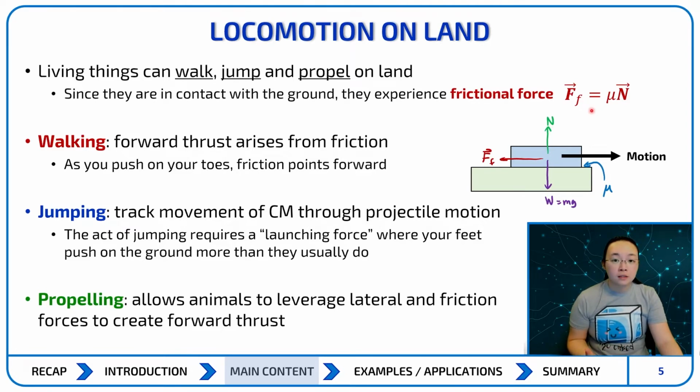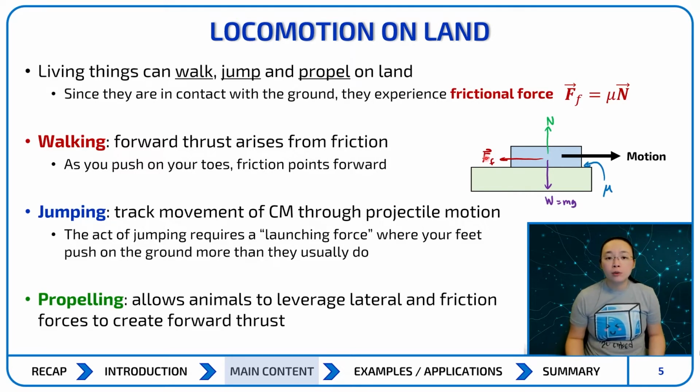And the important thing to note about friction is that it will always try and oppose the direction of intended motion. So if I want to move towards the right here, then your friction force is going to point towards the left. And so in that case, we'll have to use a similar free body diagram for all of our cases of walking, jumping, and propelling. So for walking, the take-home message is that your forward thrust comes from friction.